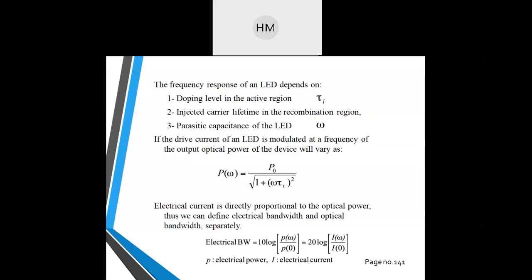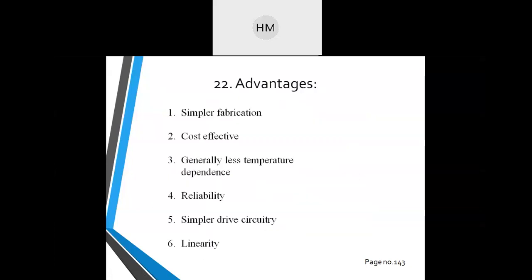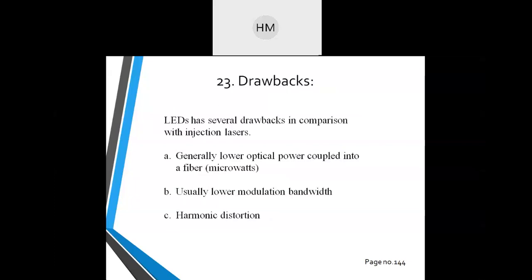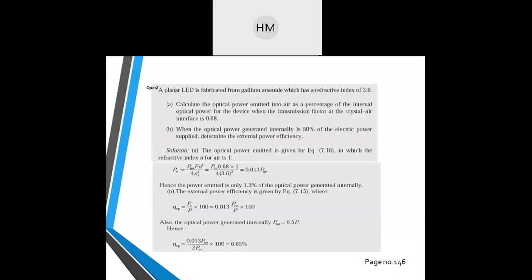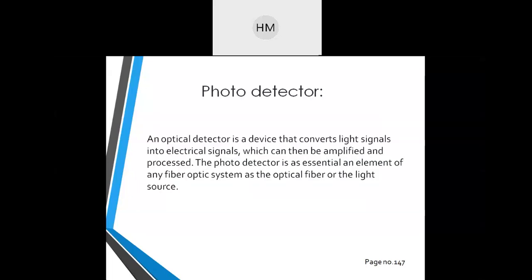And now we will finish up with the LEDs. There are so many advantages of LEDs: simple fabrication, cost effectiveness, less temperature dependence, reliability, simple driver circuit, and linearity. Drawbacks: lower modulation bandwidth, harmonic distortions, and lower optical power coupled. And these are the numericals based on your LED topic, depending on the radiation time, DH structure, its efficiency, its power.